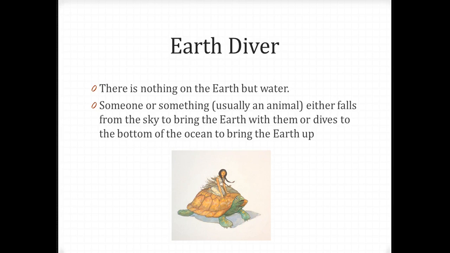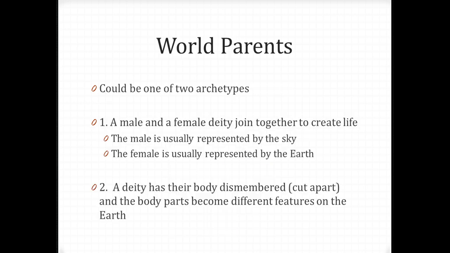The third type of creation story is the earth diver story. And in this mythology, there's nothing on Earth but water. The entire planet is just one big ball of water. And one of two things happen. Either someone falls from the sky, and while they fall from the sky, they grab on to the sky realm and bring it down to Earth with them, or they dive down to the bottom of the ocean and bring up land as they return. Either of those would still be classified as the earth diver story.